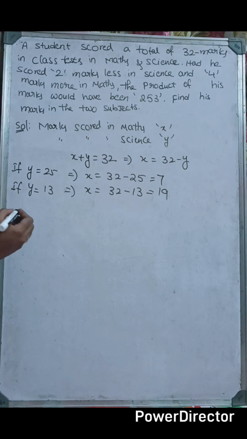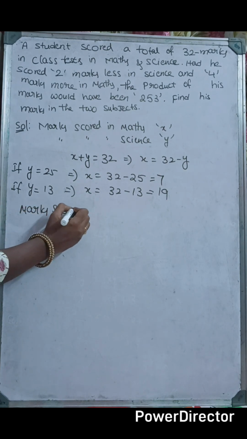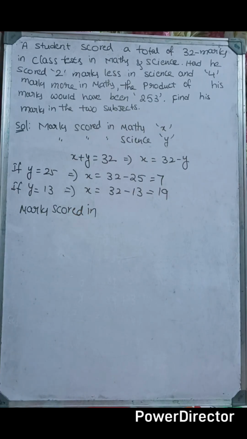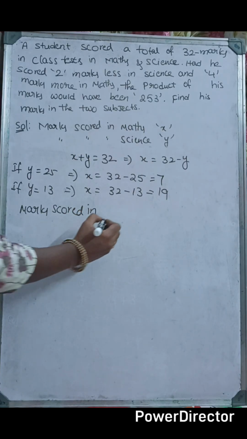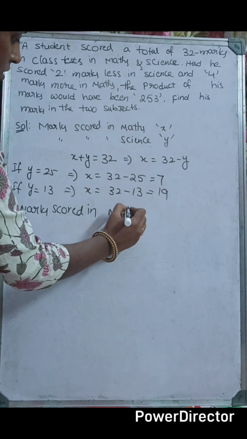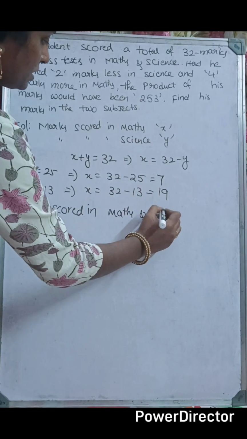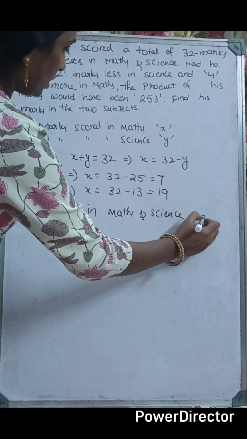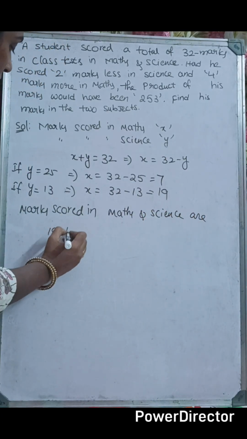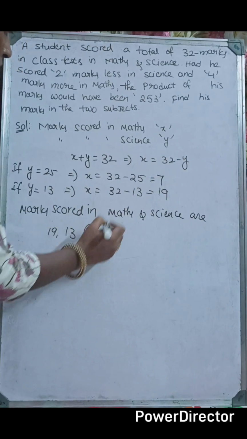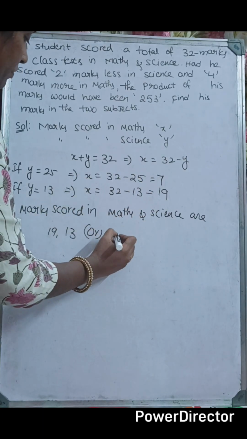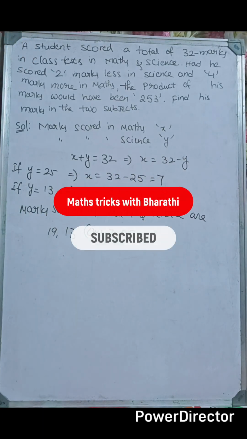So the marks scored in maths and science are 19, 13. Otherwise, another possibility is 7, 25. I hope everyone understood.